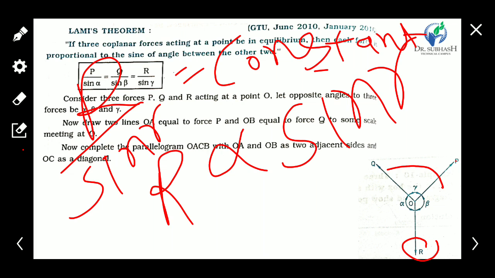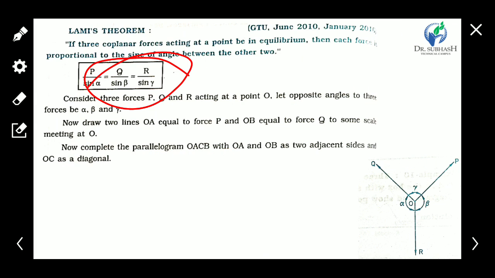So R upon sin gamma is equal to a constant. Clear? So all ratios are constant, so we can say they are equal to each other. So P upon sin alpha is equal to Q upon sin beta is equal to R upon sin gamma. According to the statement of Lami's theorem, this relation is developed. Lami's theorem is applicable only if three forces are simultaneously acting on the same point.